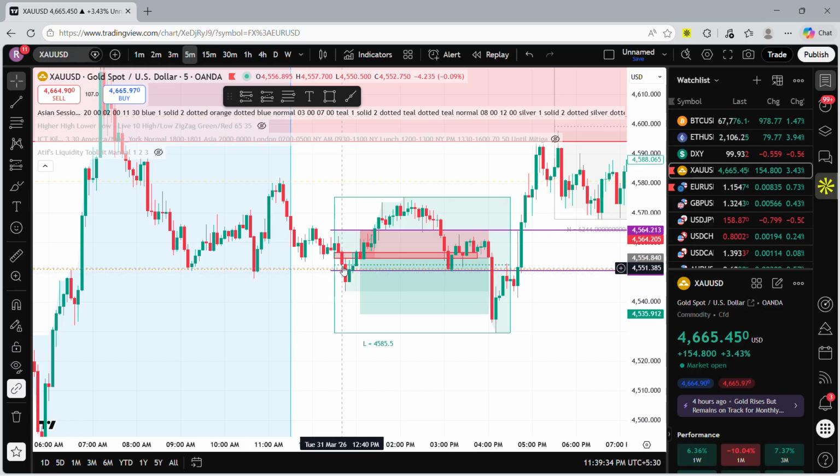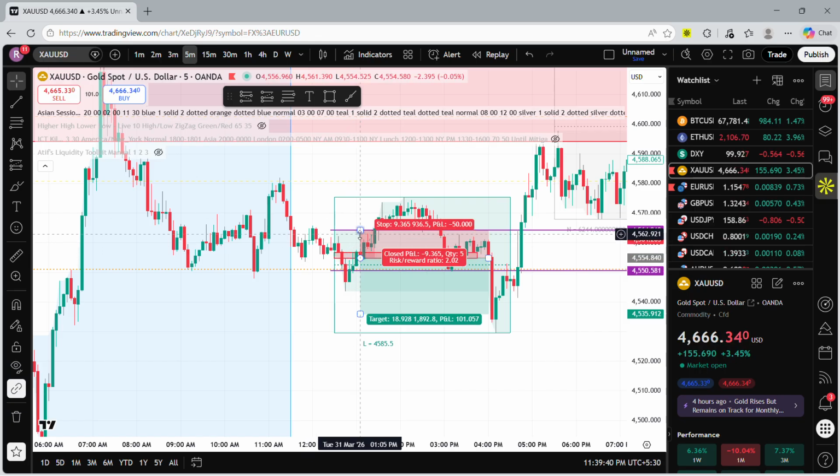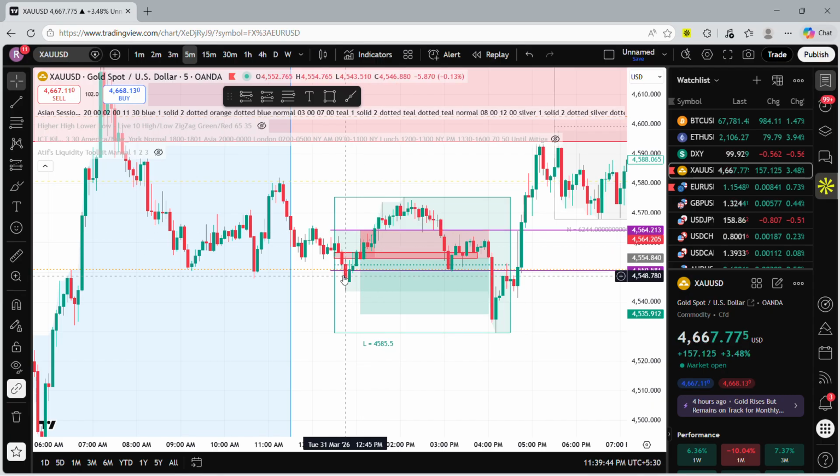So price broke down, and there was a 5-minute fair value gap which gave me my entry. Price came and tapped my entry. My SL was the opening range breakout high. TP was a 1:2, but as you can see, price just went directly to my SL. So this was the SL trade which I took.